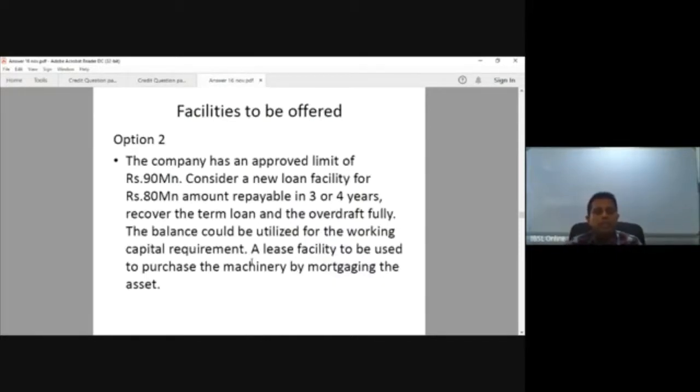Option number 2, here I am elaborating further the same option. Company has an approved limit of 90 million. Consider new loan facility for 80 million amount, repayable in 3 or 4 years. Recover the term loan and the overdraft fully. The balance could be utilized for the working capital requirement. A lease facility to be used to purchase the machinery by mortgaging the assets. That is option number 2.